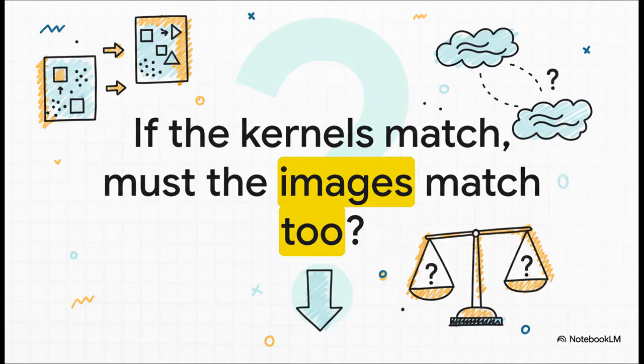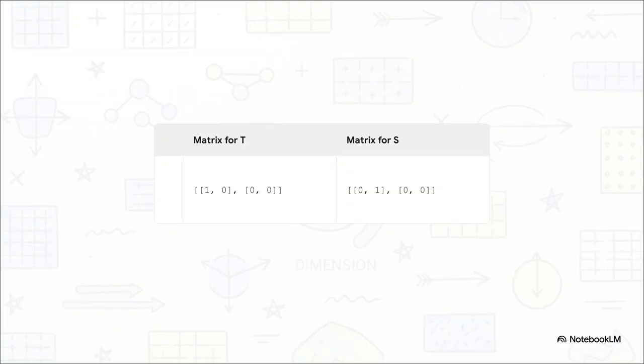It kind of feels intuitive that they might, right? I mean, the operations are just rearranging things inside the matrix. But as we know, intuition can sometimes be a little bit misleading when it comes to linear algebra, so let's actually test it. So, here is our counterexample.